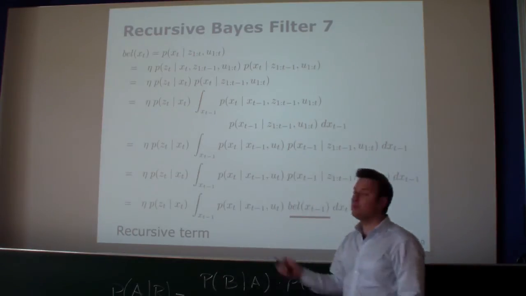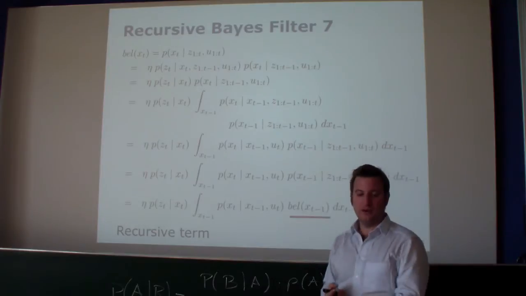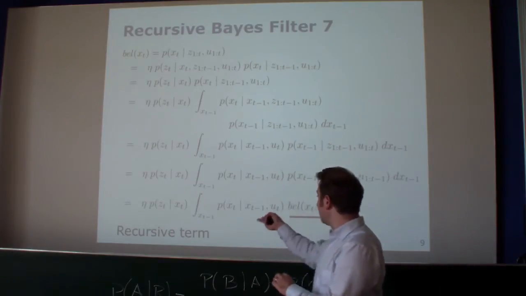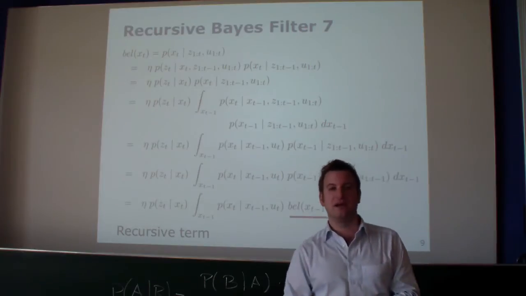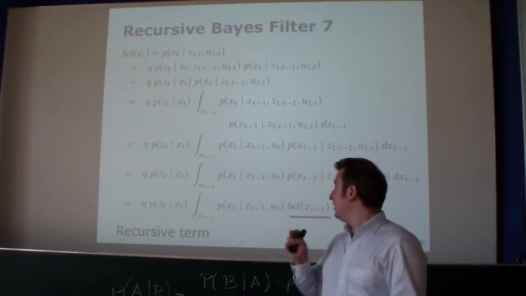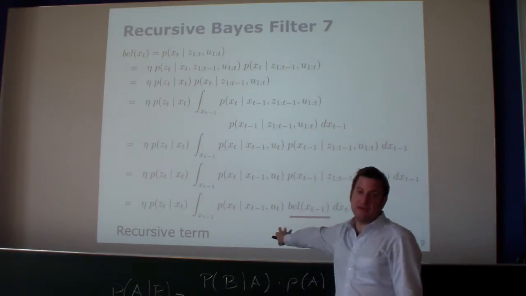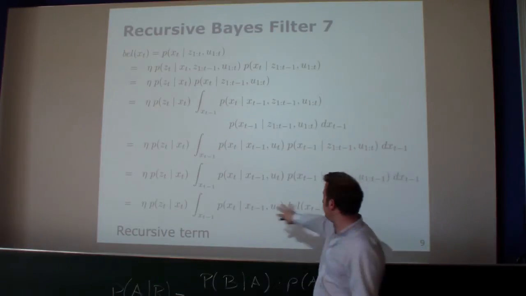Okay, so these are the two models we need to know about, the motion model and the observation model, or the sensor model, in order to realize the Bayes filter. Any questions about this derivation of the Bayes filter? This is the Bayes filter equation.